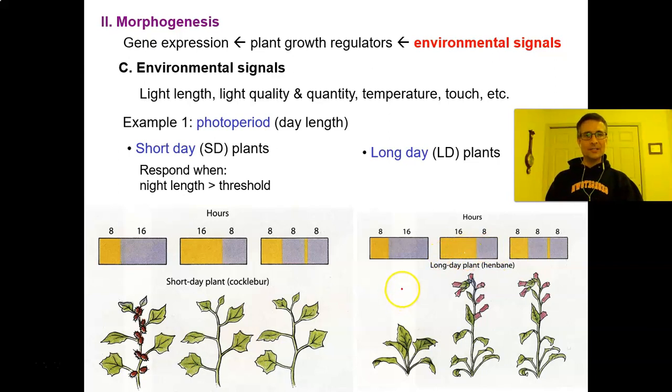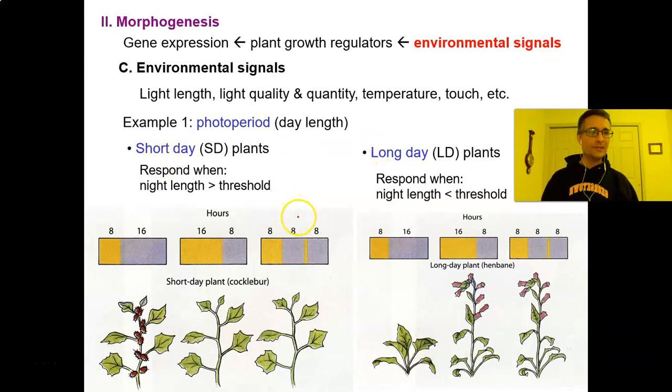Once again, our long day plants, much like our short day plants, are not keeping track of the day length, they're keeping track of the night length. But now they respond when the night length is below a certain threshold value. So there are a lot of plants out there that have either short day or long day responses. And interestingly enough, there are a lot of animals that have short day and long day responses as well.